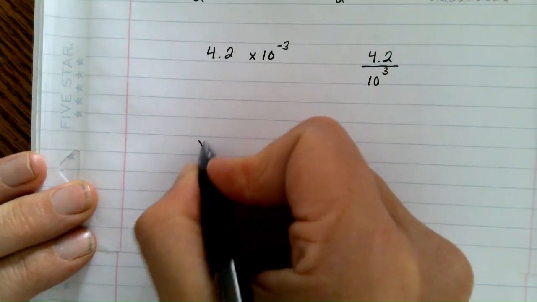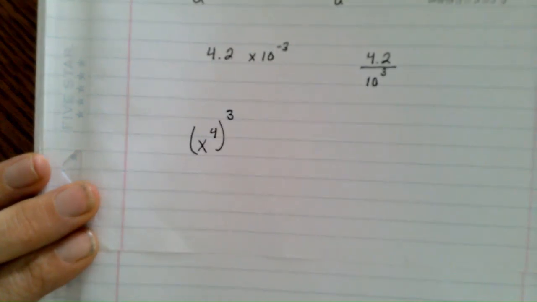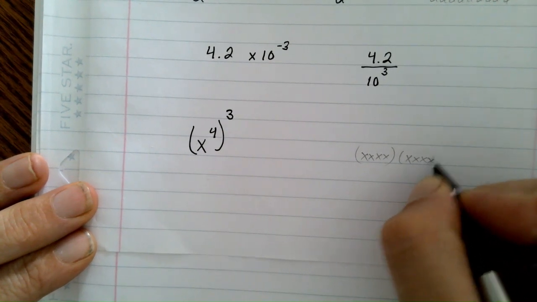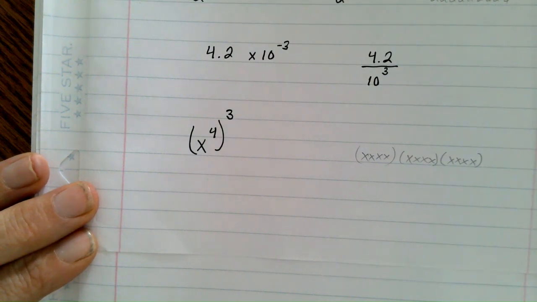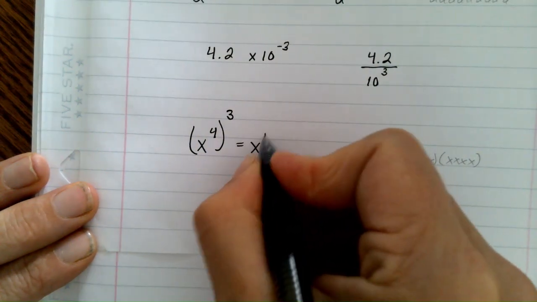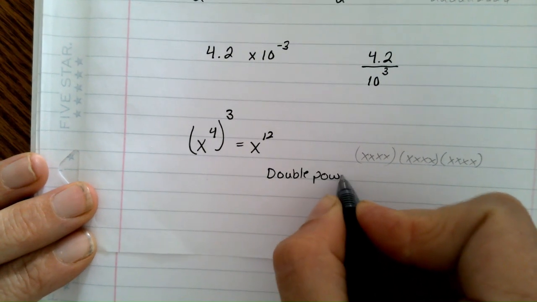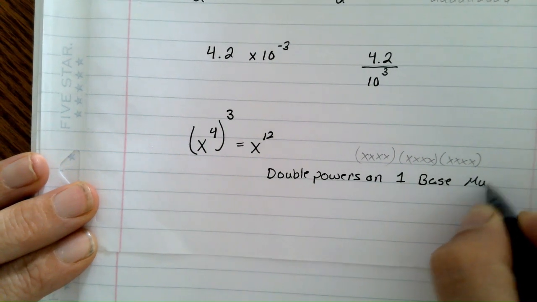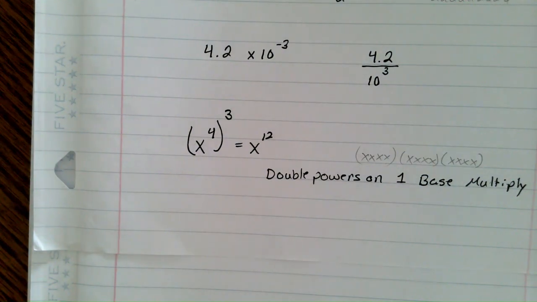What happens when you have x to the 4th cubed? Okay, let's think. When in doubt, write it out. 1, 2, 3, 4. 1, 2, 3, 4. 1, 2, 3, 4. We have 12 x's. So this is x to the 12th. So when you have double powers on one base, you multiply. And I find some students confused. When do I add? When do I multiply? If you're confusing it, when in doubt, write it out.